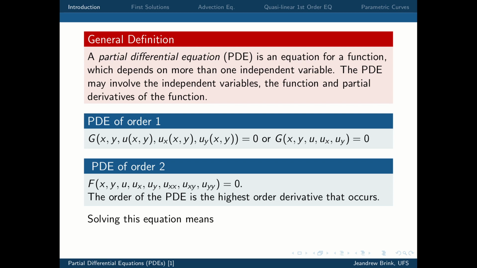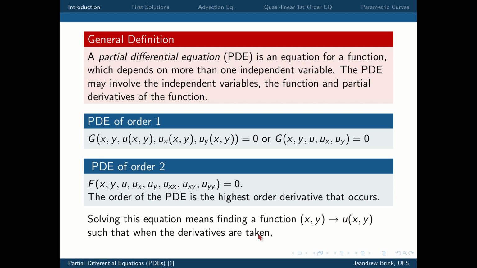Okay, and now when we talk about solving this equation, it basically means finding a function that takes the independent variables to the actual function, such that when the derivatives of this function are taken, the combination satisfies the equation above. Right. So not very in depth, but it's important because the techniques we're going to use are quite abstract, and so when we say we've solved the problem, this is what we mean.